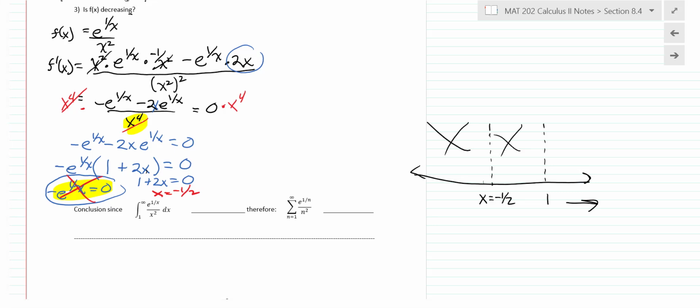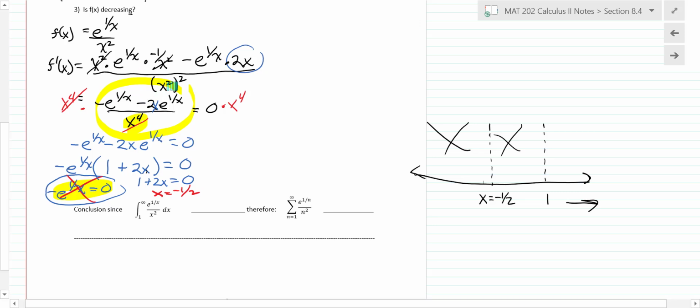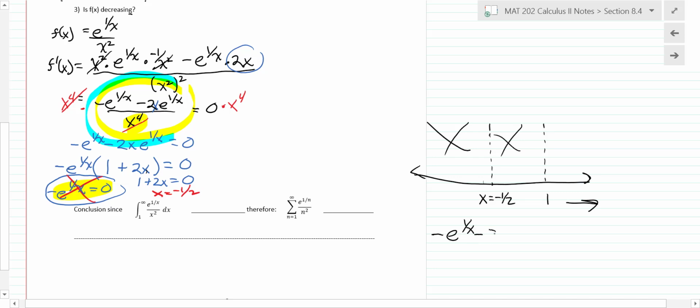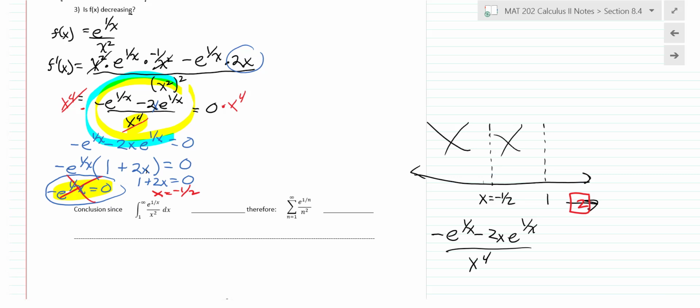So what we want to do is take the derivative, and you can take this form right here. This is your derivative right here. And we can just do a test value on that and see what happens. You can even do this form if you want to. We have -e to the 1 over x minus 2xe to the 1 over x all over x to the 4th. Let's take a test point, like 2, and see if it's positive or negative. If it's going to decrease, what are we hoping that it's equal to? Positive or negative? Negative. Okay, we know that if the derivative is negative, we're decreasing.